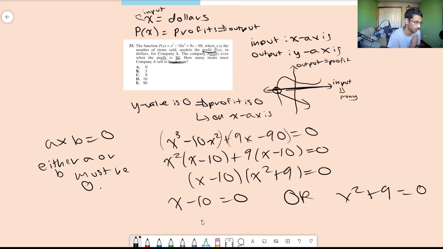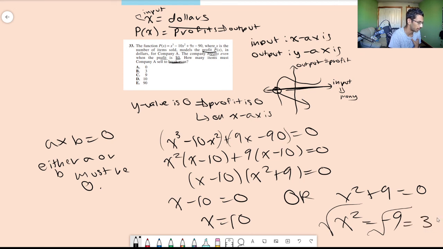So here x minus 10 is equal to 0, so x is equal to 10. Remember, x represents the number of dollars. So if you have $10, this cubic function would equal 0, which means the profit is 0. So that is an answer. If we look at this other answer as well, if we subtract 9 from both sides, we get x squared is equal to negative 9. And we can't do that, because you get an imaginary number, plus or minus 3i, and that's imaginary, not real. So what we're left with is 10.